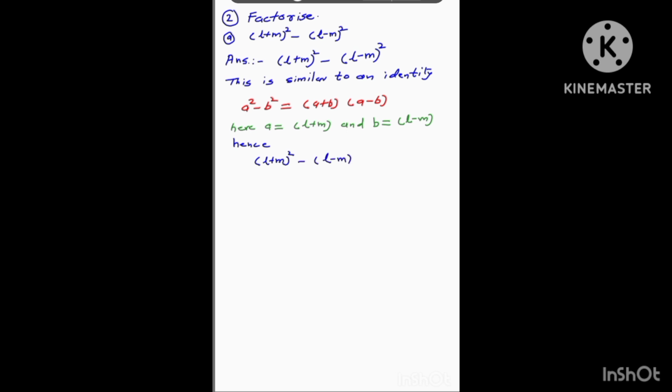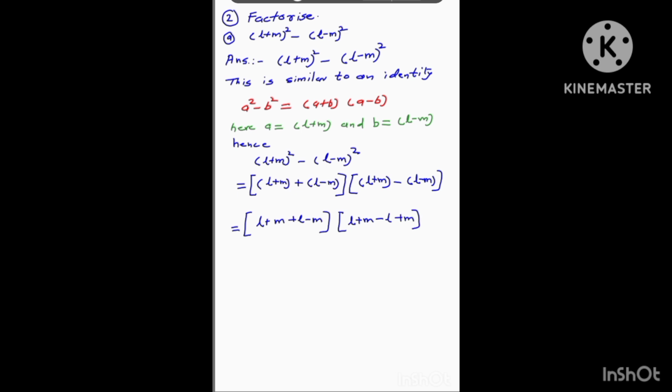It is (l + m)² − (l − m)² is equal to, now into the big bracket, small bracket (l + m) plus (l − m), and another bracket (l + m) minus (l − m). Go step by step so that you will not make mistakes in sign. Don't do the sign and opening of brackets directly. So now open it: l + m + l − m, and again in this, because the negative sign always makes a problem, l + m − l + m.